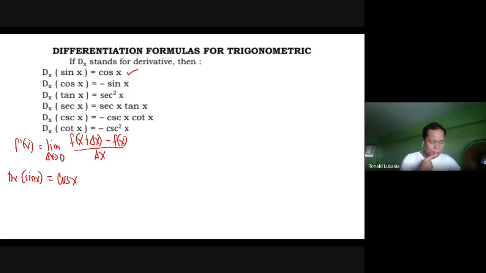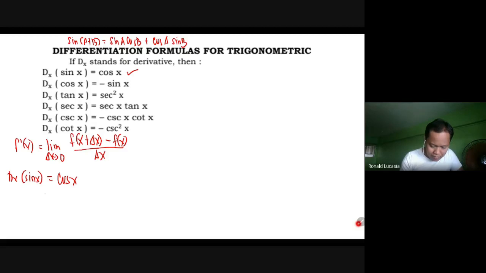We have something we did not cover in the pre-calculus lesson, the sum identity of the sine function. For the sum identity of the sine function, we have sine of alpha plus beta. If you are going to compute that, it will be sine alpha cosine beta plus cosine alpha sine beta. So we will be using this relationship.